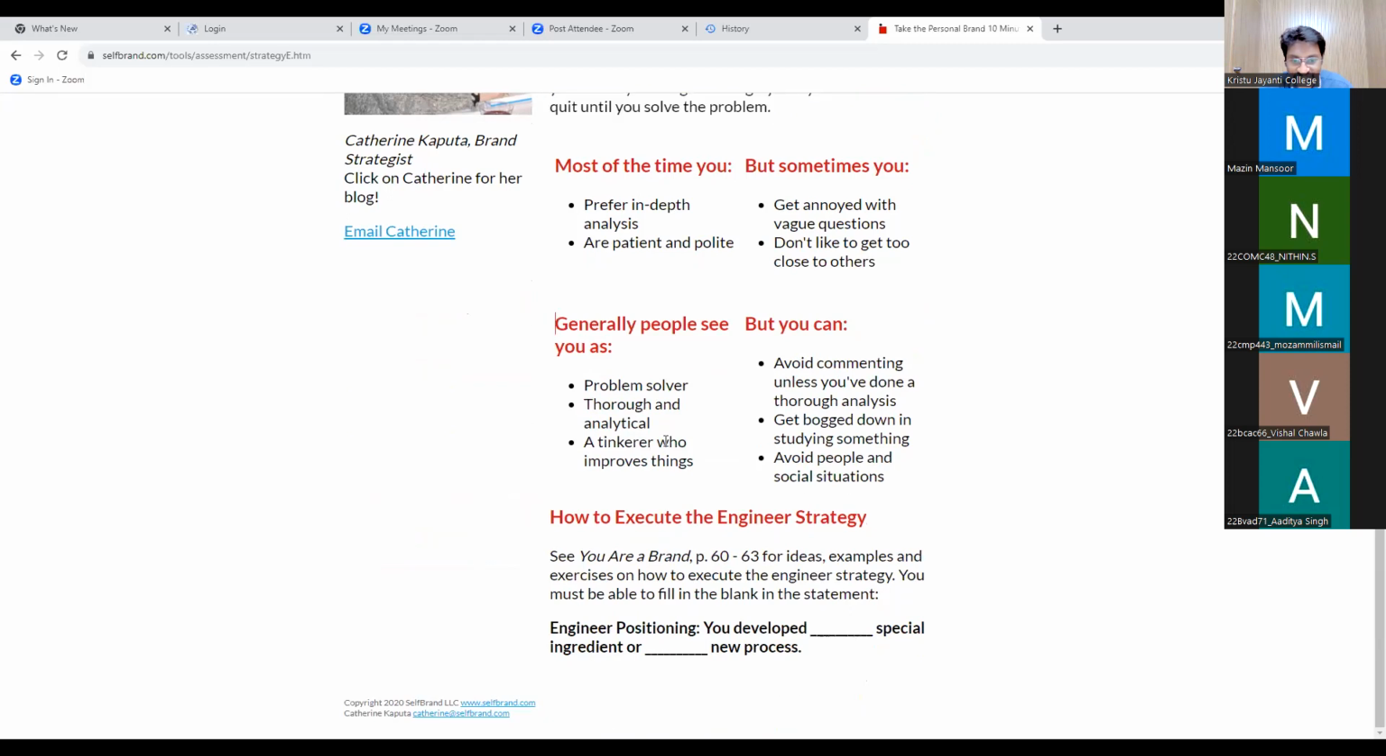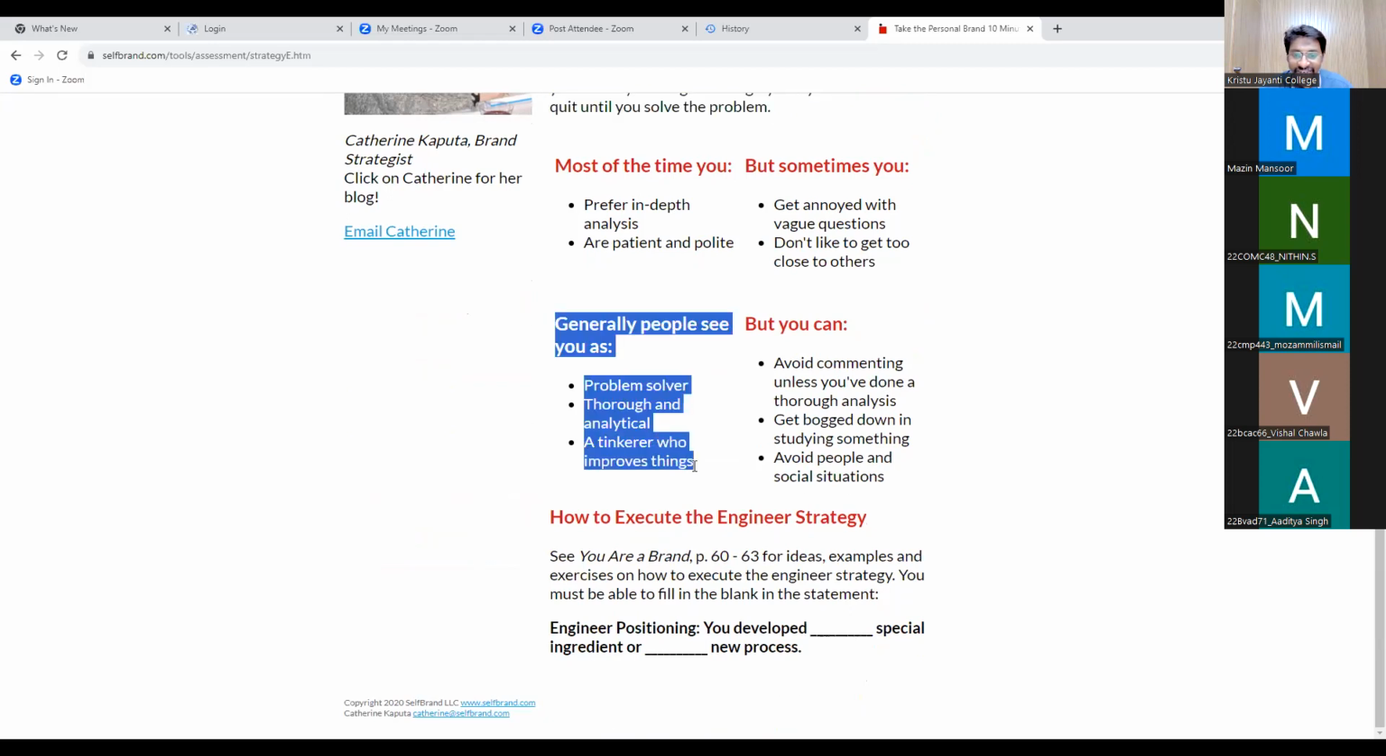This is exactly matching my criteria, guys. Majority of my friends generally see that I'm a problem solver. Whatever they come out with, I'll try to solve it, but I just solve it through analytics. I will not give suggestions just like that. A tinkerer who improves things.